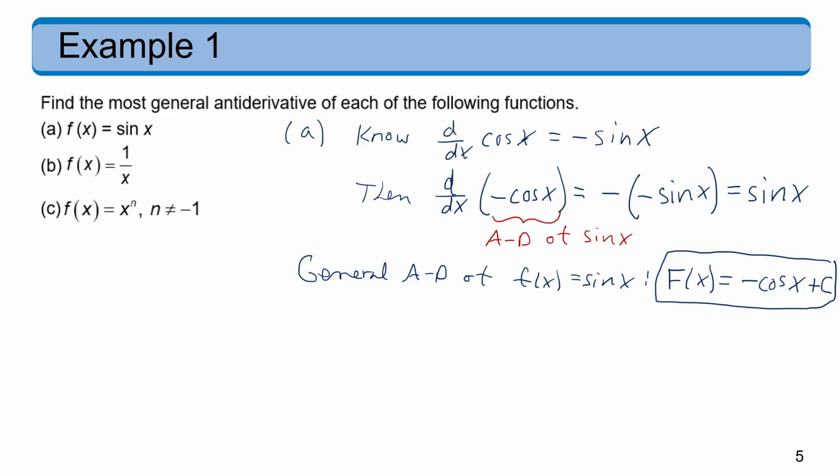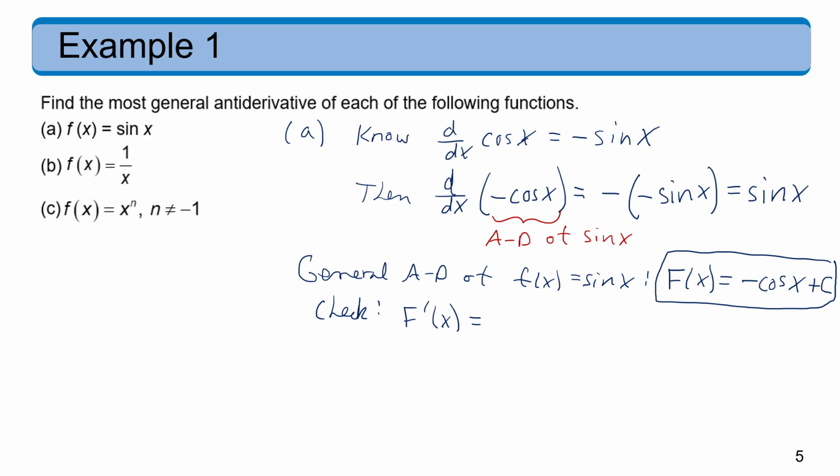And you can check it, right, by taking the derivative of capital F, right? We're now reversing the process. So we're starting with what we claim is the antiderivative. We can prove it by taking its derivative, and if we get sine x, then we know we're right.